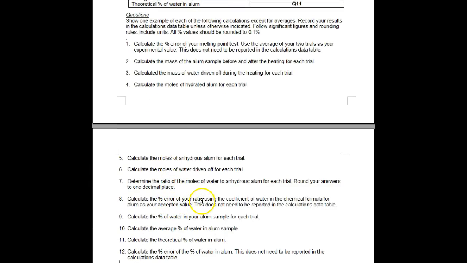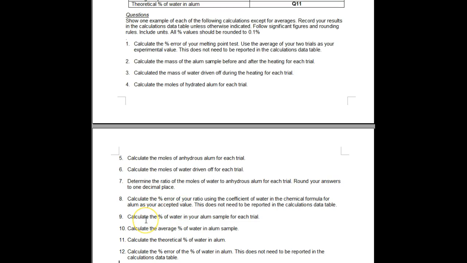Number 8, calculate the percent error of your ratio using the coefficient of water for your accepted value. So there's 12 water molecules. Your ratio is going to be your experimental value. You may use the average of the ratios that you calculated from number 7 as your experimental value for number 8. That calculation does not need to be reported in your chart. You do need to show me your calculation. There's only one calculation for number 8 since you are using the average ratio as opposed to each individual ratio.